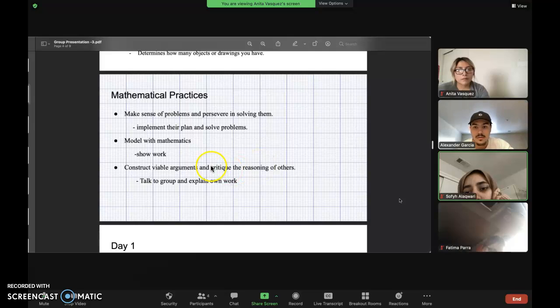And then constructive, viable arguments and critique of reasoning of others. So this is basically the small groups and also the group work that's being done on the board. It's very good that they're learning how to do this because, as it states right here, talk to group and explain your own work. They're learning how to communicate with others, and this is going to be important wherever they go in life, whether that be within a job or even just within further group work as they get older and go through schooling.